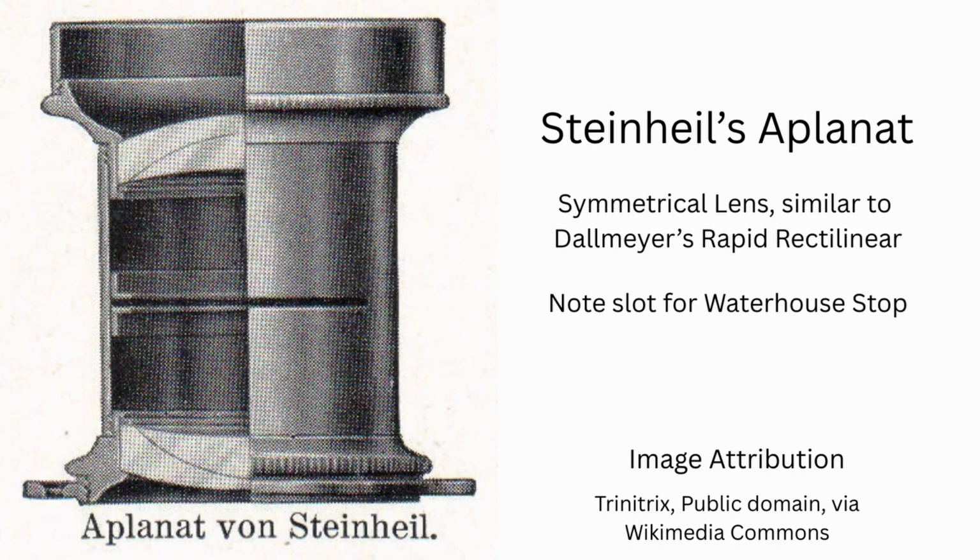Now, Dallmeyer later changed the design to make both the front and the back elements the same diameter, and then the lens was sold as the rapid rectilinear. It had a relatively flat field curvature. It's asserted that the two lenses, the rapid rectilinear and Steinheil's aplanatic, were very similar, and that the two inventors consequently accused one another of copying each other's work.